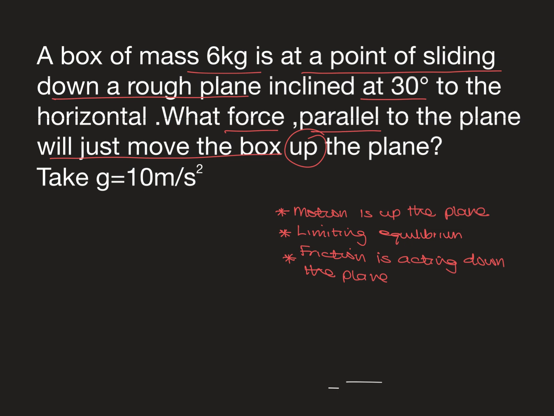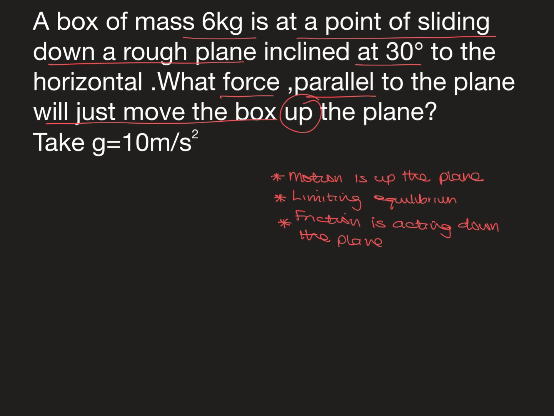I know you could be confused about the direction of friction since you have read here that the body is at a point of sliding down the plane. Well, if at all the information has remained like that, friction would have acted up the plane, okay? But remember now that the motion is up the plane, okay? That is the final statement here, which is the most important. Since the body is moving up the plane, friction has to act in the opposite direction. So which means friction will act down the plane, okay? Moving on to draw our diagram.